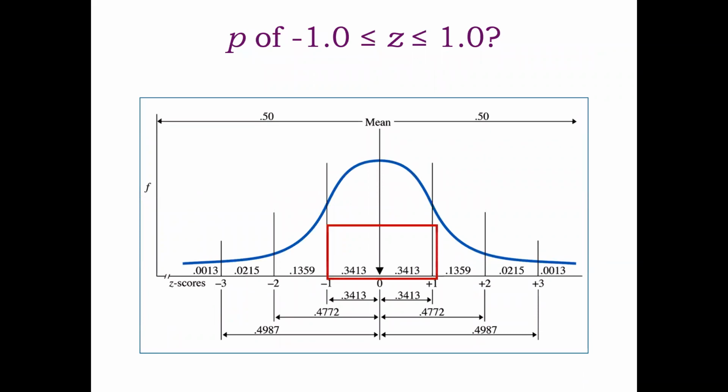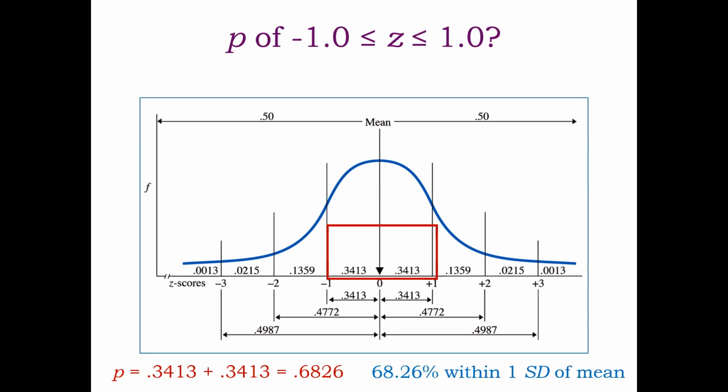So here we see the probability of Z being within 1 standard deviation of the mean, right? You see right here. We just have to add up 0.3413 twice and we get 0.6826, which I've been repeating this whole time. 68.26% of scores in a normal distribution are going to be within 1 standard deviation of the mean.